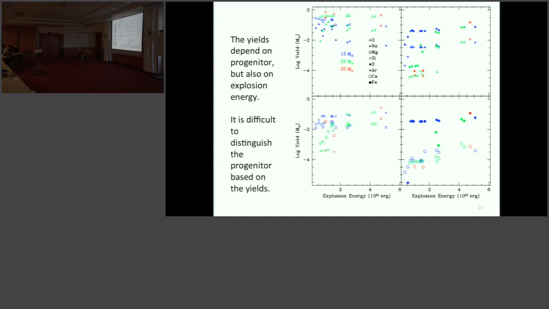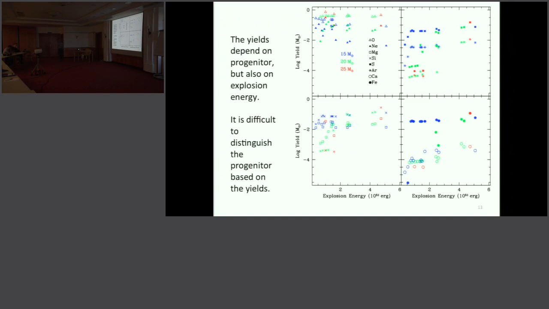So down here are iron and carbon. Over here is the magnesium and silicon. Up here is argon and sulfur, and over here is oxygen and neon. And it's the yields of these explosions. Again, that list of explosions where I had different remnant masses, it's the yields as a function of explosion energy. So you can see there are some basic trends where the more energetic you get, the more iron you're going to produce.